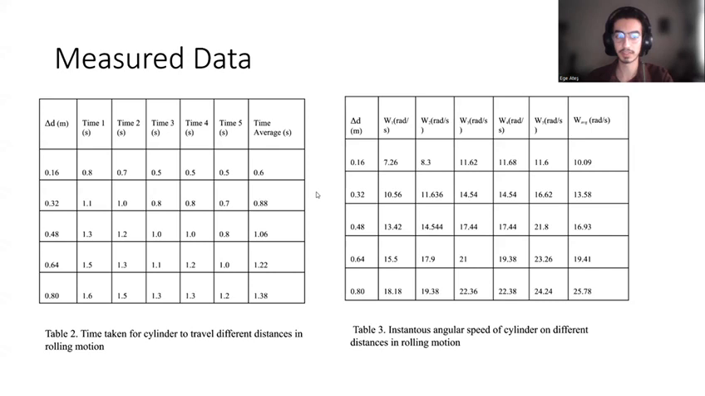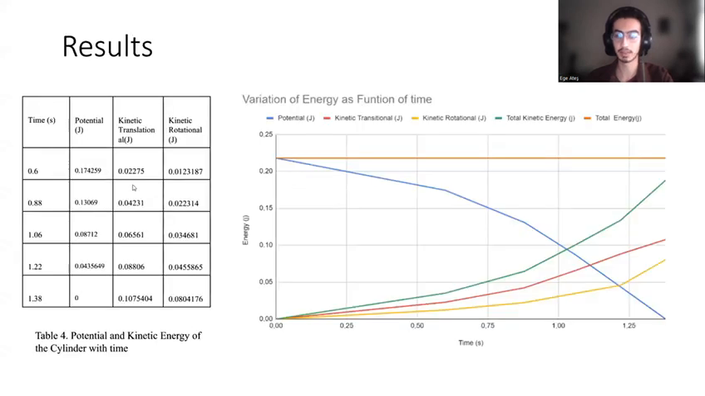Using these two sets of data, I have calculated the energy types for each data point. You can see the potential energy, kinetic translational energy, and kinetic rotational energy of the cylinder throughout its movement. And on the right, you can see a graph of the energy related to time.